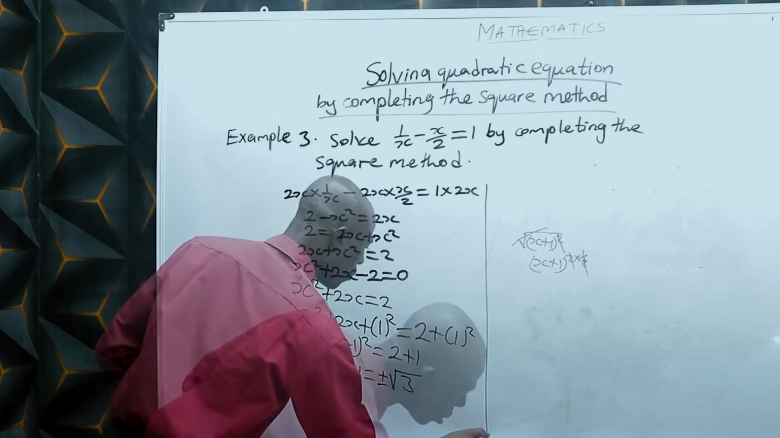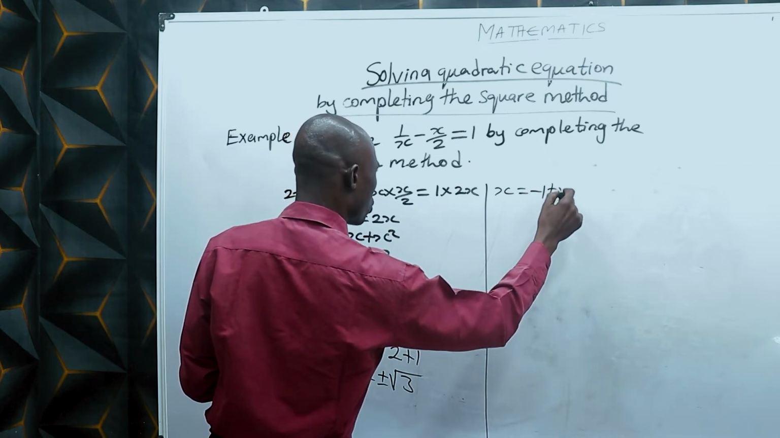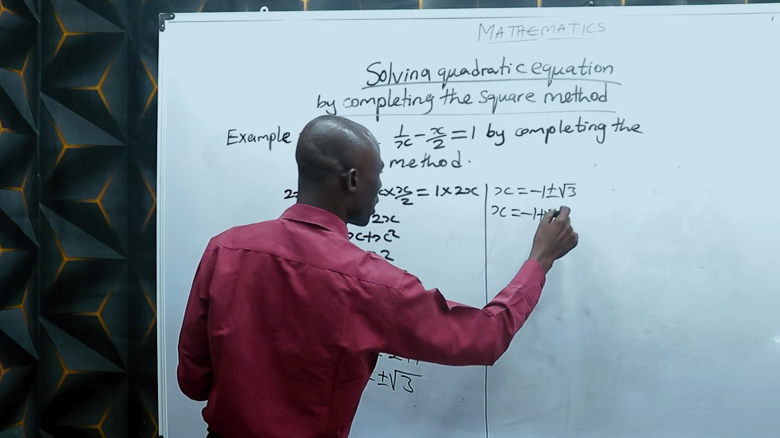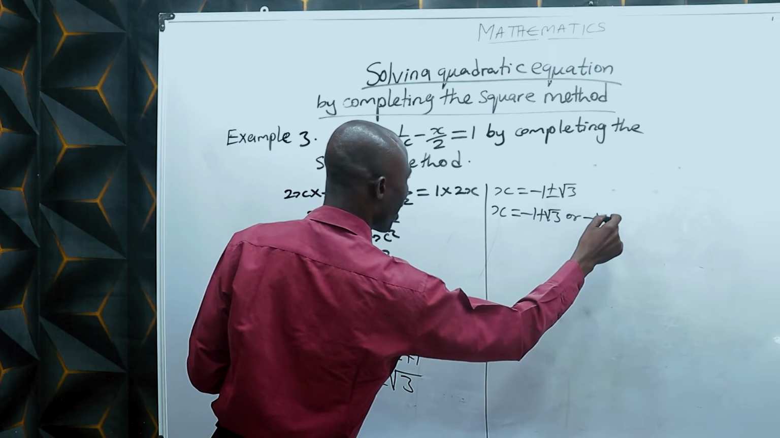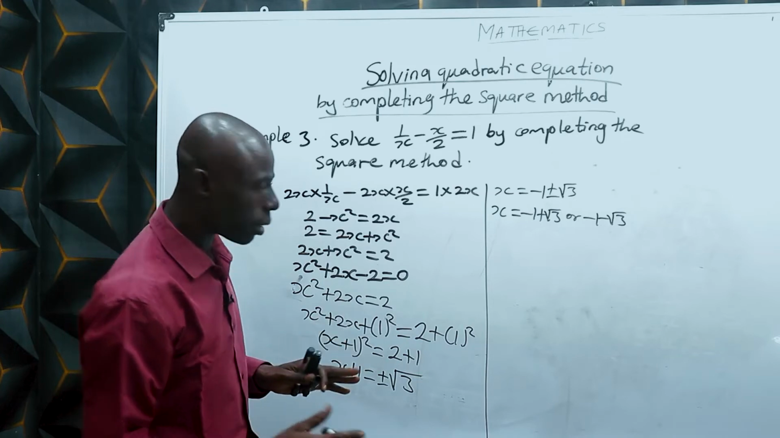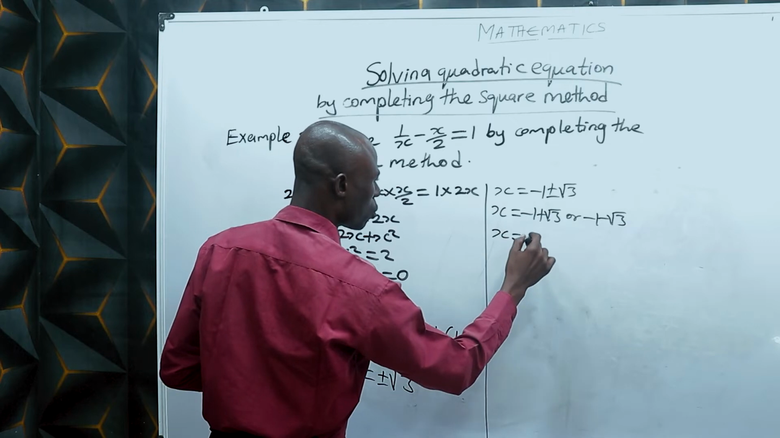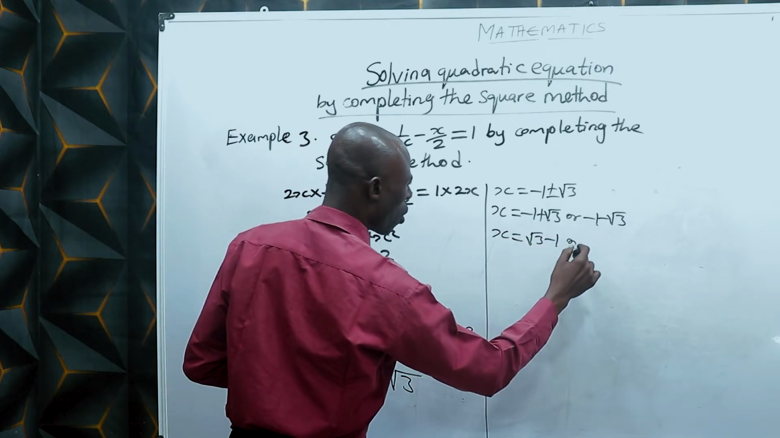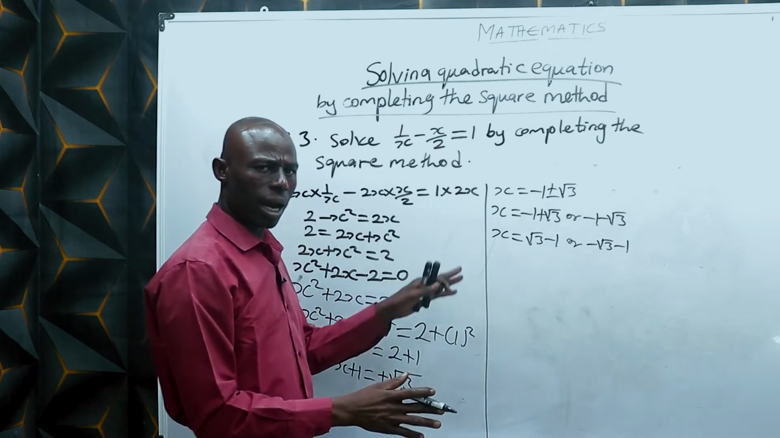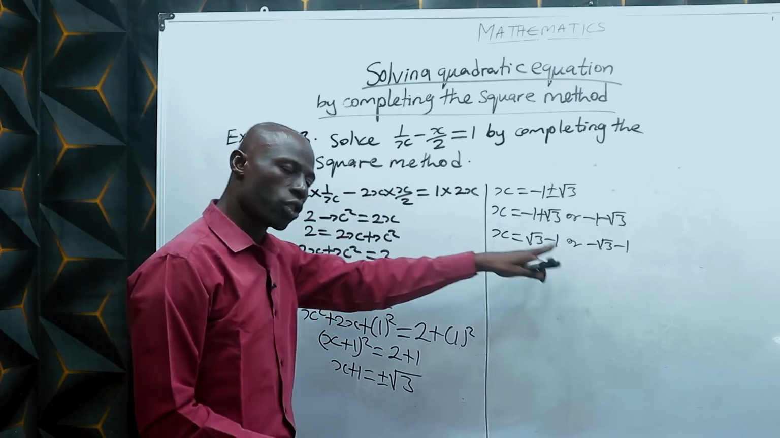And your result, if you want it in short form, your final answer will be x equals minus 1 plus or minus root 3. X equals minus 1 plus root 3, or minus 1 minus root 3. Taking the two different signs one after the other, take one there, take the other there. So x is equal to root 3 minus 1, or minus root 3 minus 1. These are the roots of the quadratic equation by completing the square method in short form.